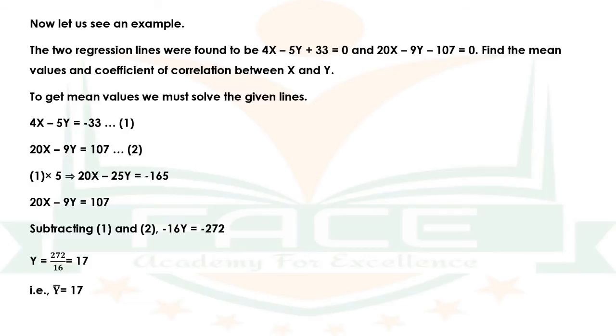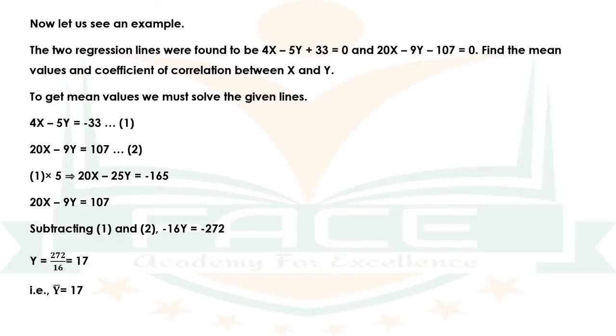The two regression lines we have found to be 4x minus 5y plus 33 is equal to 0 and 20x minus 9y minus 107 is equal to 0. Find the mean values and coefficient of correlation between x and y. To get the mean values, we must solve the given lines. That is 4x minus 5y is equal to minus 33 and 20x minus 9y is equal to 107.